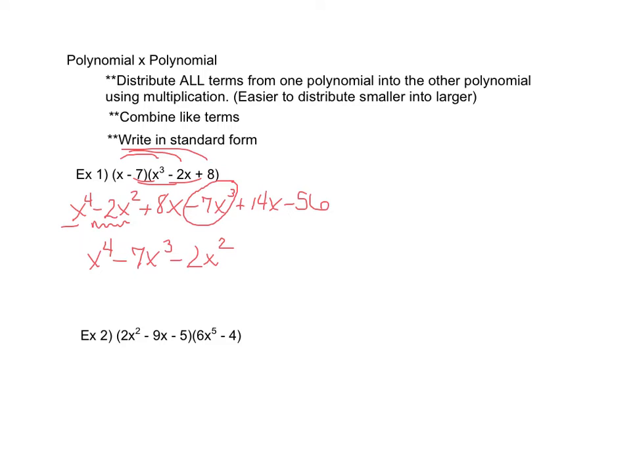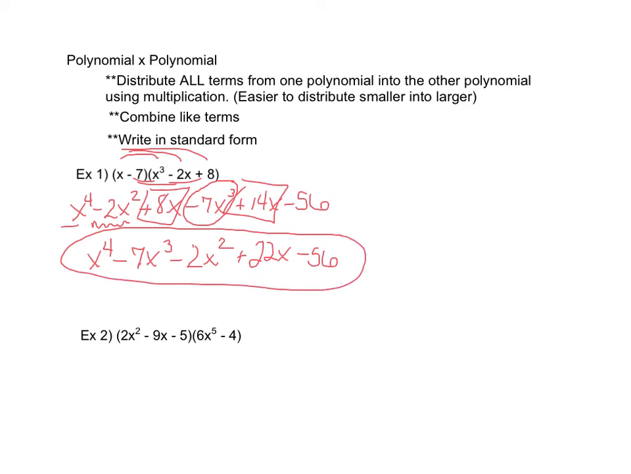I can combine my 8x with a 14x, giving me a plus 22x, and then dropping down my constant, and I only have that one constant. So the way I wrote it, I already have it in standard form since my degrees are decreasing, 4, 3, 2, 1, and then none. So that will be my final answer.